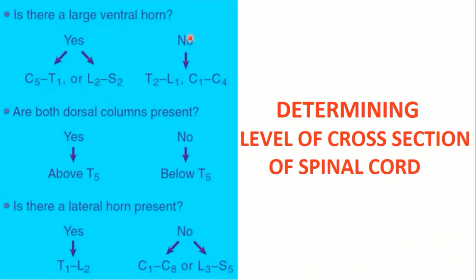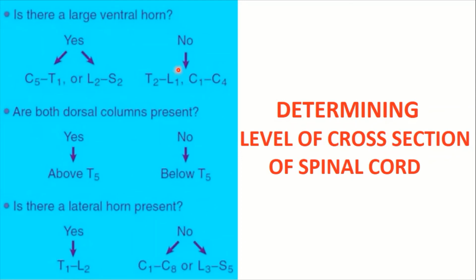If there is no large ventral horn, the level would be T2 to L1, that is T2, 3, 4, 5, 6, 7, 8, 9, 10, 11, 12, and L1. And C1, 2, 3, 4 would also have no large ventral horn, right?